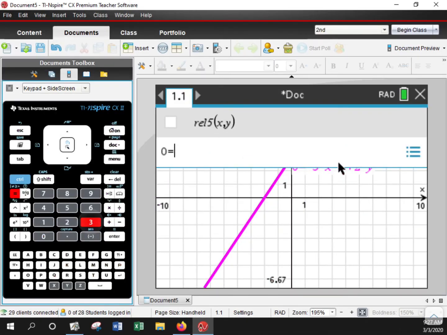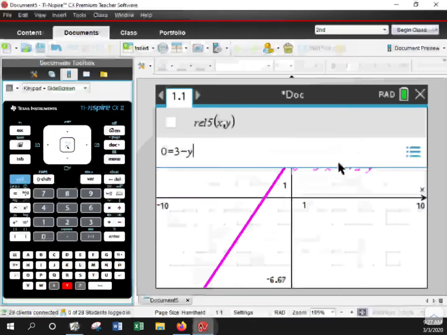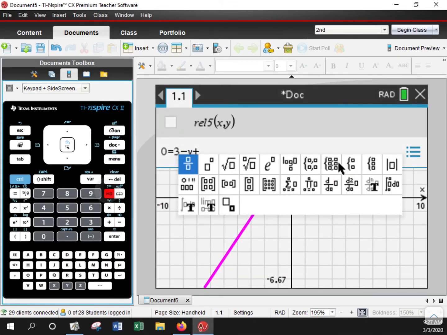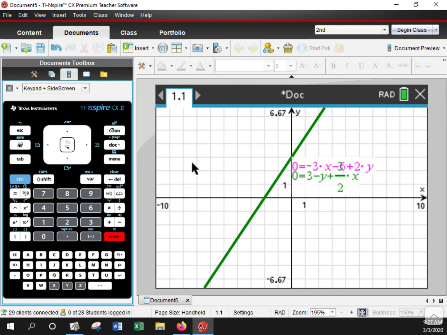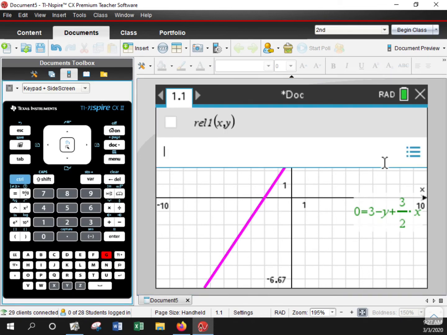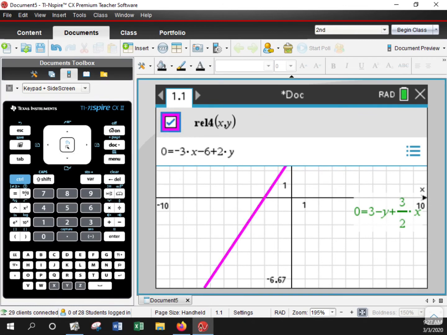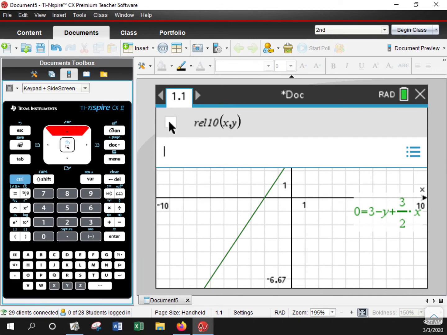0 equals 3 minus y plus 3 halves x. Hit enter. Now, what do we notice happened here? Let me move these out of the way. Okay. If I unclick those, we can see I've got the same line, don't I?